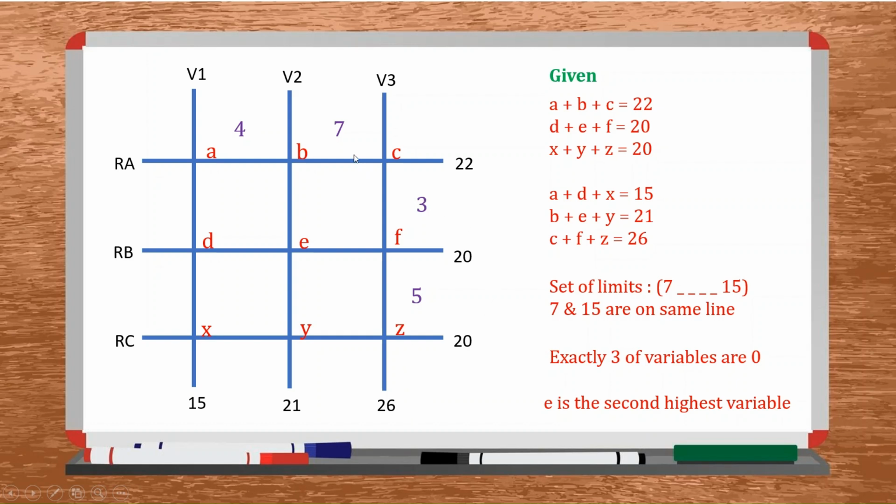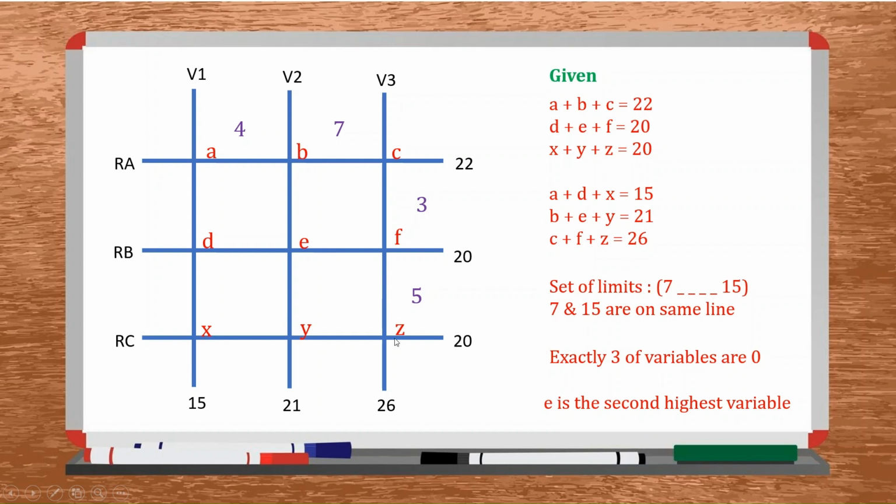Also, 3 of these 9 variables would be 0 because only 6 ATMs are being placed. Also, the minimum and maximum value of the integers of those 6 ATMs would be 7 and 15, and 7 and 15 would be placed on the same line. That's also a given we have.